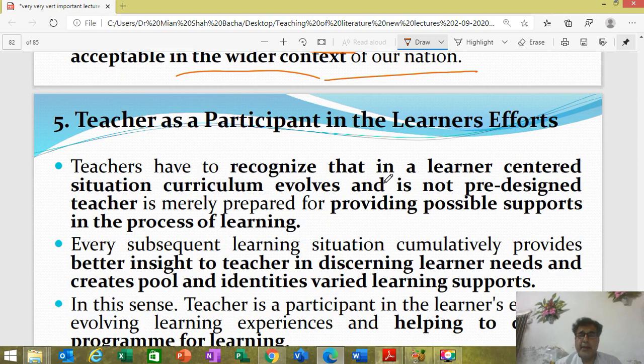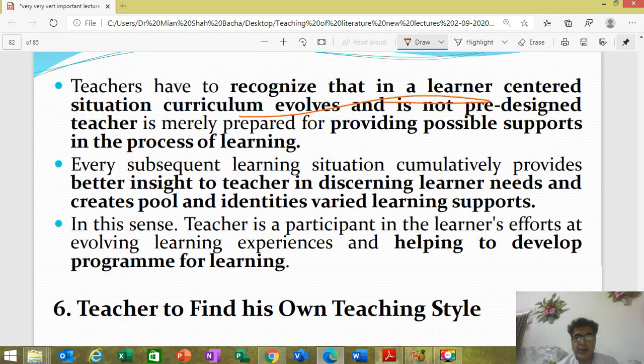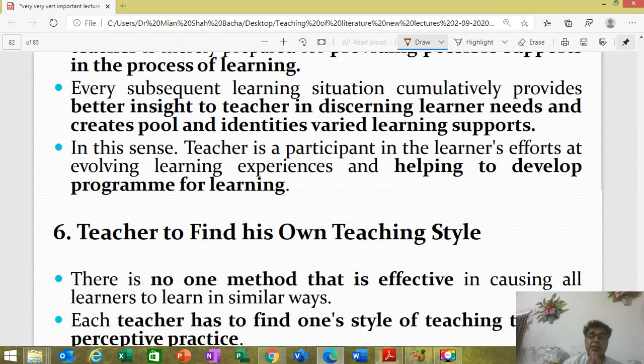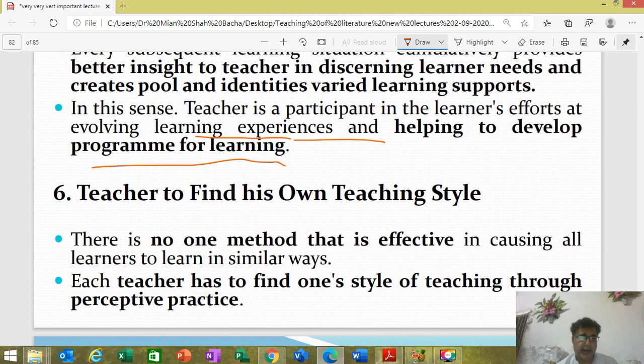Teachers have to recognize that in a learner-centered situation, curriculum evolves and is not predesigned. The teacher merely prepares to provide possible support in the process of learning. Every subsequent learning situation cumulatively provides better insight to the teacher in discerning learner needs and creating varied support. In this sense, the teacher is a participant in the learner's efforts at evolving learning experiences and helping to develop programs for learning. It means the teacher has a greater role to play in order to make students succeed. And I hope that such teachers are very rare, but at least they are there.